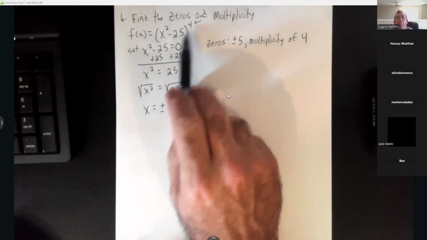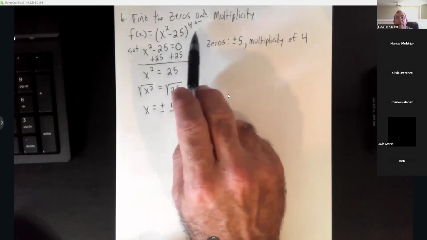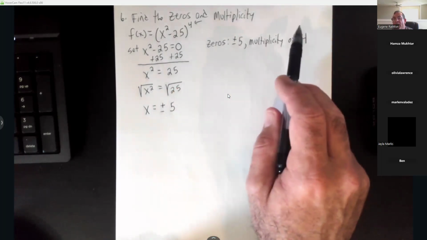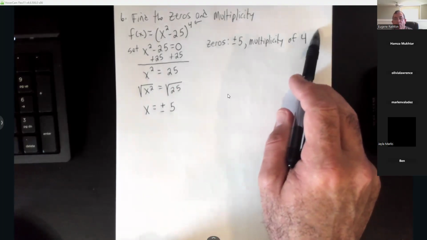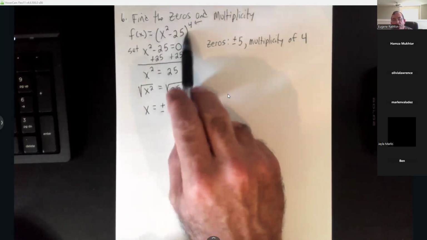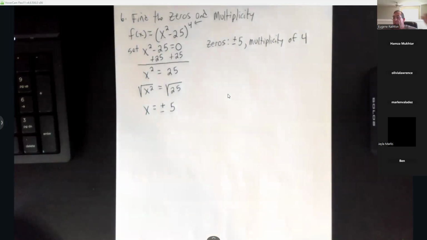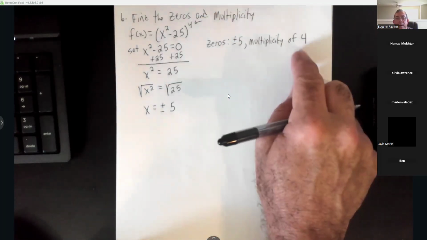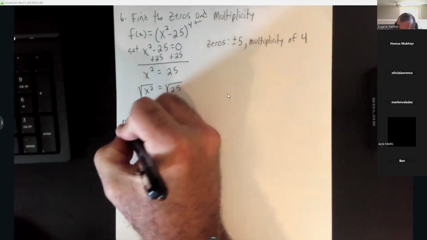Because that 4 means this would be an x squared minus 25 times x squared minus 25 times x squared minus 25 times x squared minus 25. So you would have 4 sets of parentheses technically if you was to expand it out, okay? They don't care about doing all that. They just want to know what your zeros are and their multiplicity.